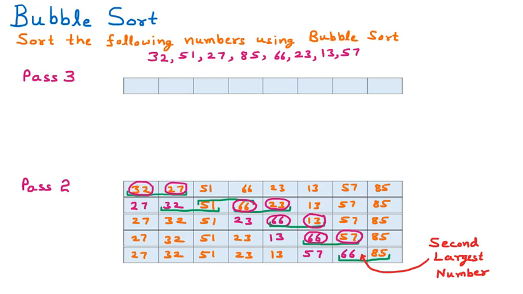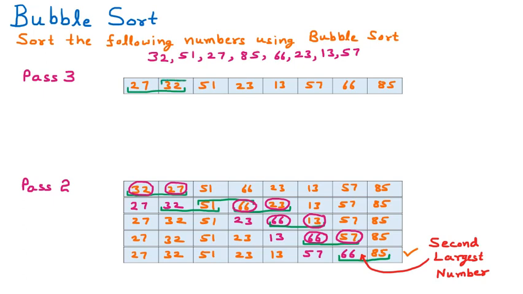So now we are working on pass 3 of the bubble sort. Wherever we are left with after pass 2, the last sequence is what we are going to take into pass 3. So the same sequence we are taking: 27, 32, 51, 23, 13, 57, 66 and 85. Now again we are going to start from the first two elements. So we compare 27 and 32. They are in ascending order, no problem.